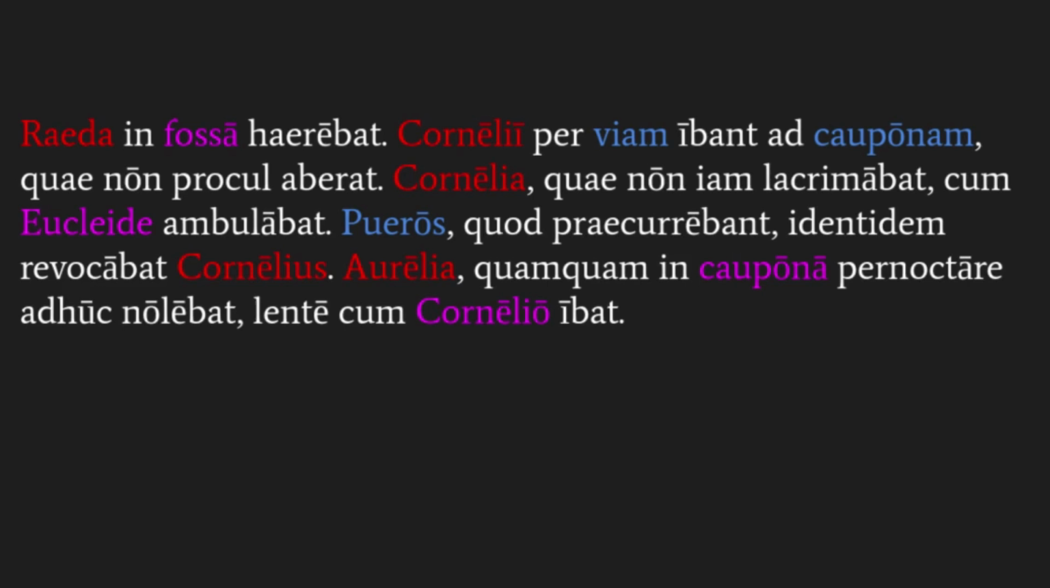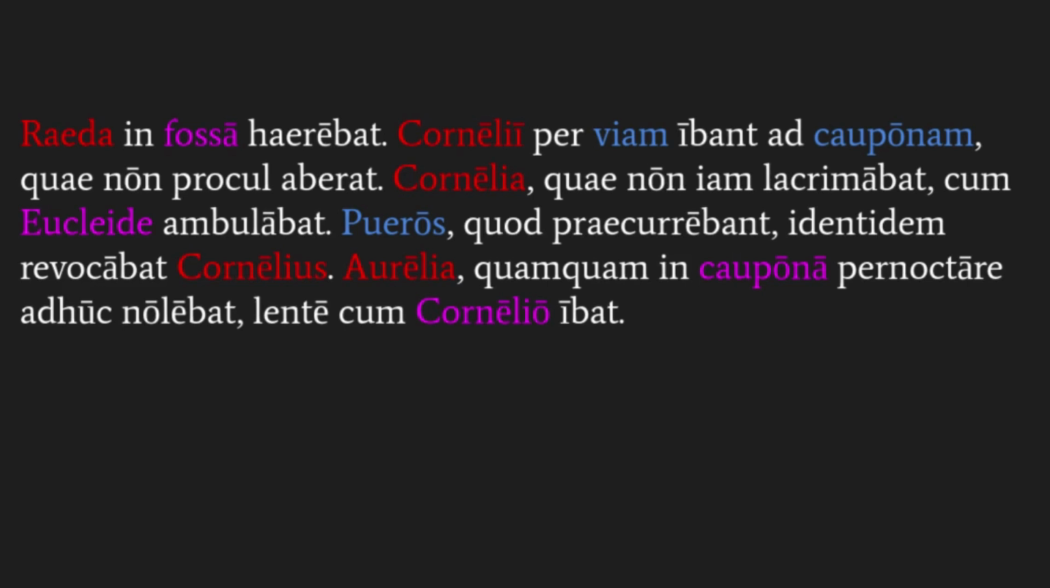So with Eucleides. Pueros, quod praecurrebant, identidem revocabat Cornelius. So to find the subject, you've got to go to the very end. Pueros is accusative. It's our direct object. So the boys are not doing anything necessarily. It's Cornelius who is the subject. Cornelius is doing something to the boys.